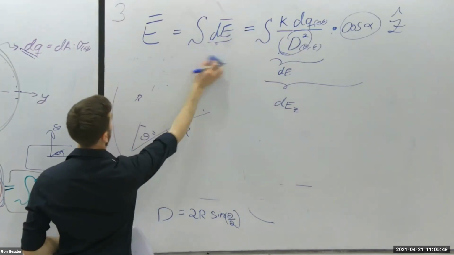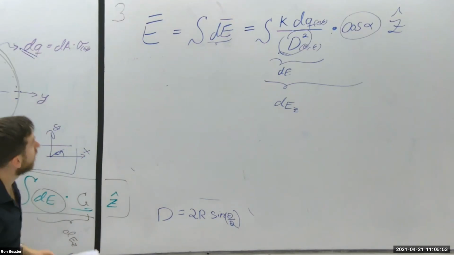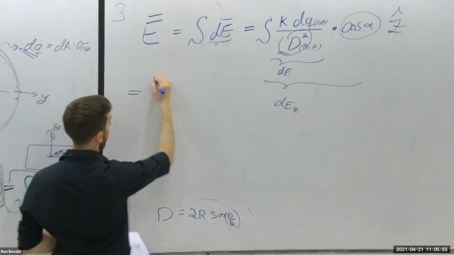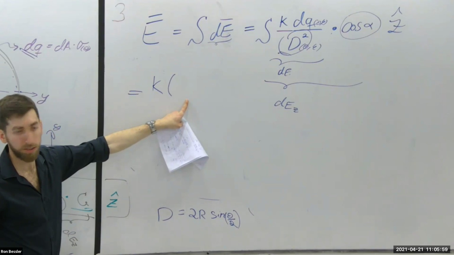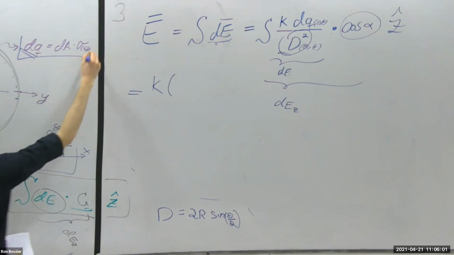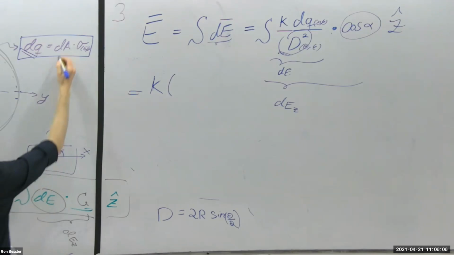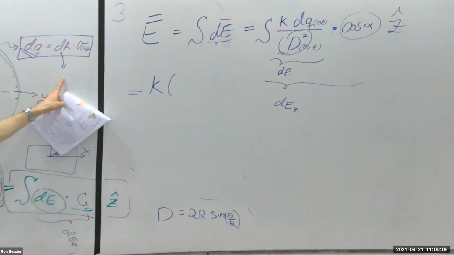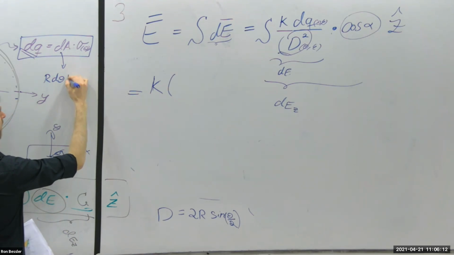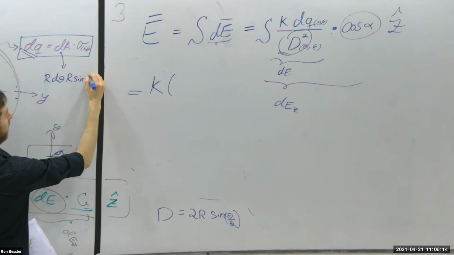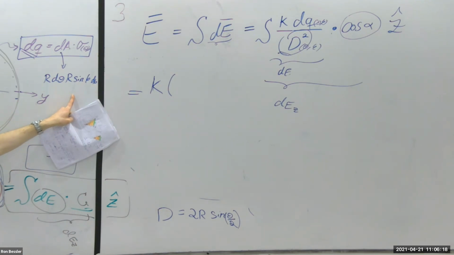Okay? Now we see that E is equal to what? To K dq. What is dq? dq is sigma times dA. Perfect. And what is dA? It's r d theta and r sin theta d phi. Perfect. Let's remind you of that because I think this is the hardest.